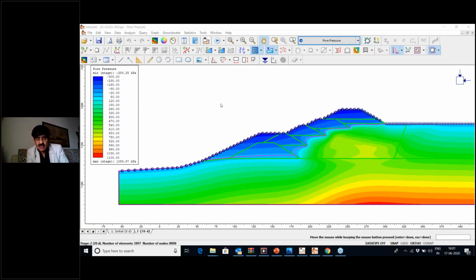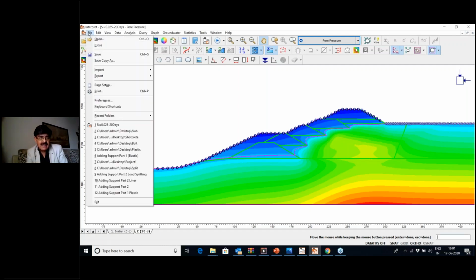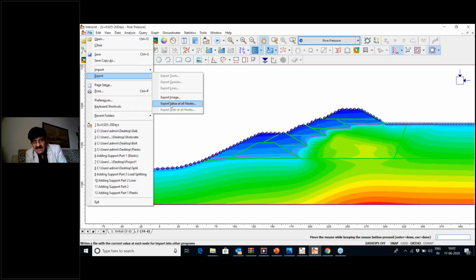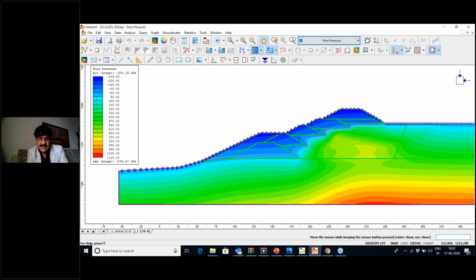So what we'll do, we will use the results of this analysis to carry out the further analysis in Slide2. So we'll export these values of pore pressure, which have been obtained as the result of the consolidation analysis, like this: file, export, and export values at all nodes. This would be saved as an Excel file, which has already been done, so I'm not going to do it now. I'll show you the Excel file a little later.